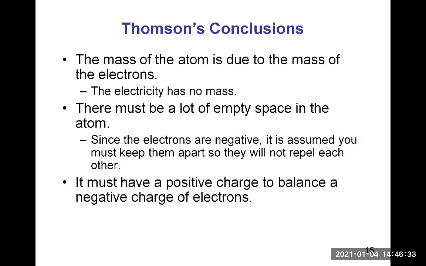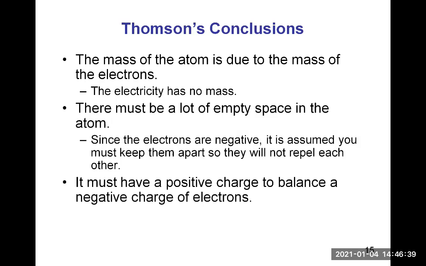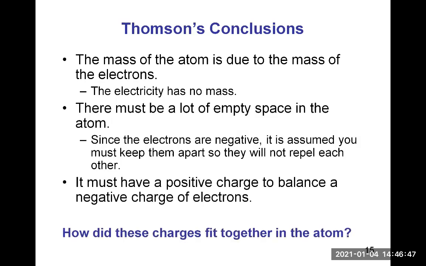And it must have a positive charge to balance the negative charge of the electrons, because it was known that atoms were neutral. So you have to have a positive charge to balance the negative charge. But how would these charges fit together in the atom?